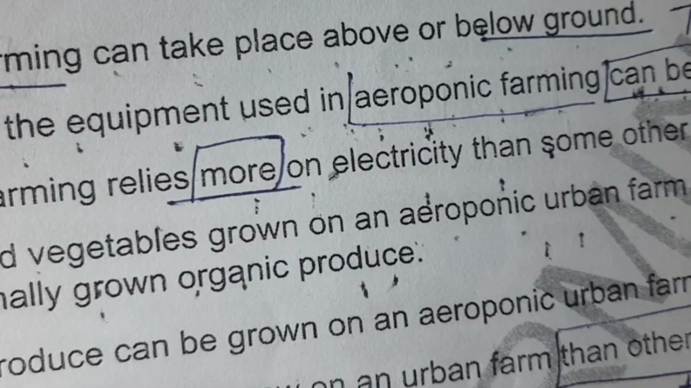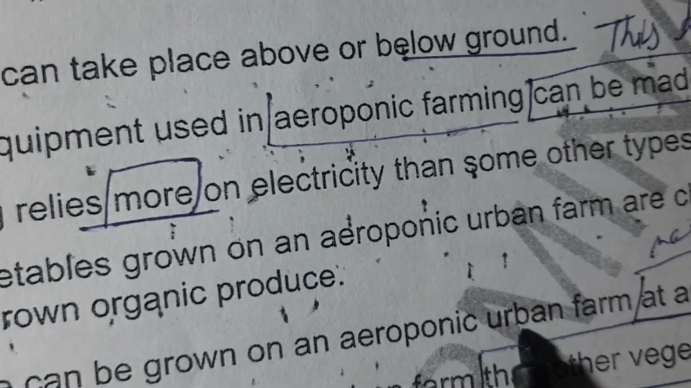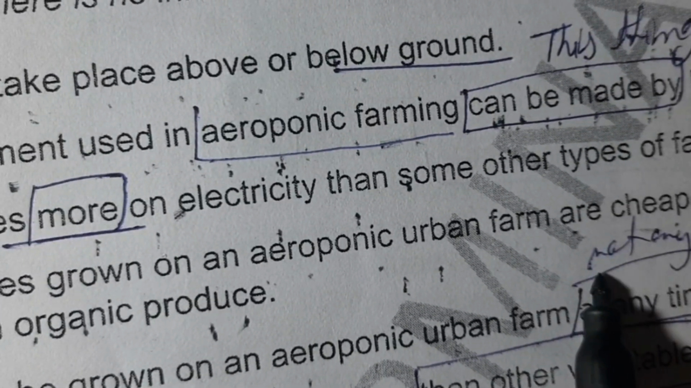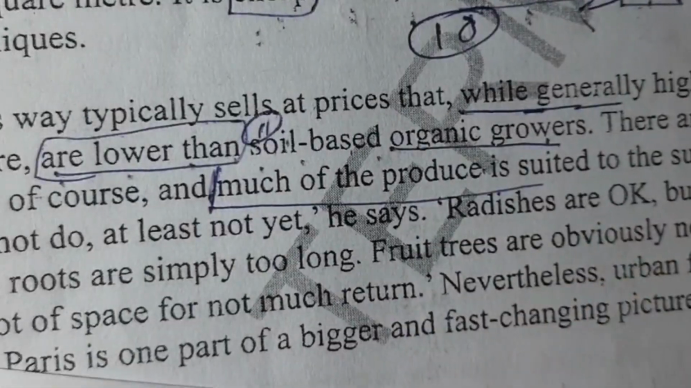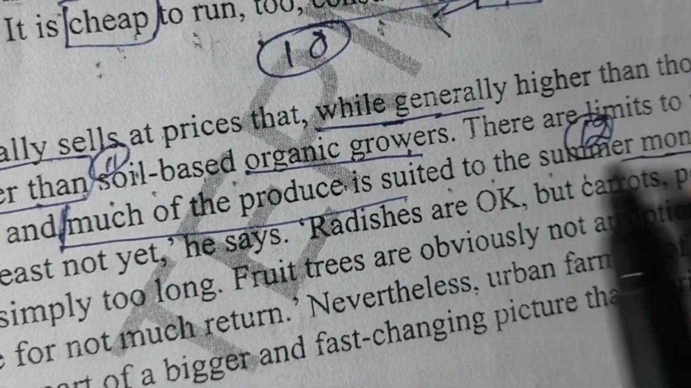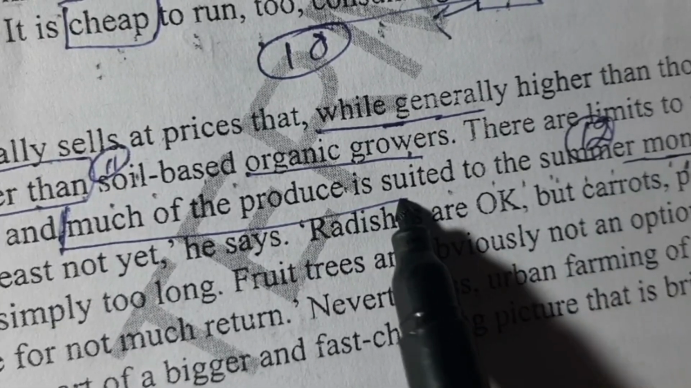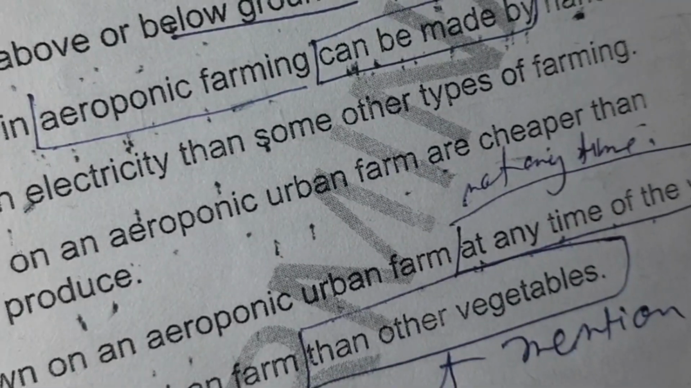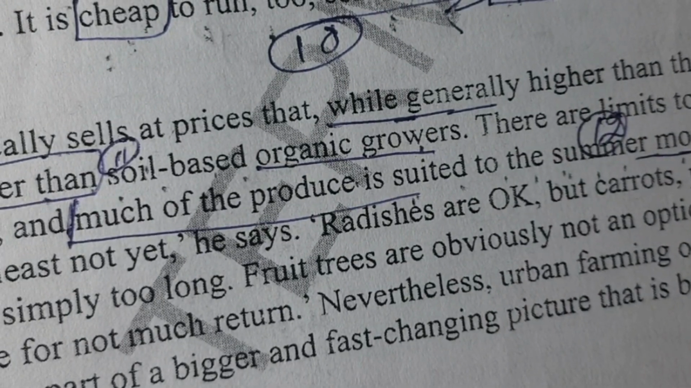12th. Most produce can be grown on an aeroponic urban farm at any time of the year? I mentioned that it is not any time. Here we can see suited to the summer months. It's a special time given in the passage, but the statement says at any time of the year. So the answer is not properly mentioned.